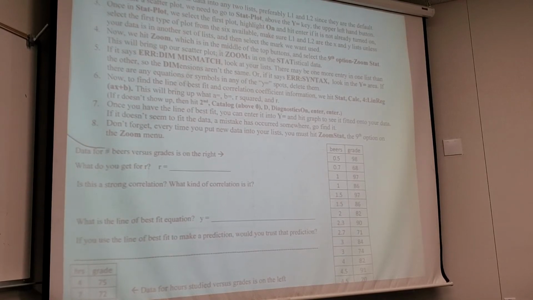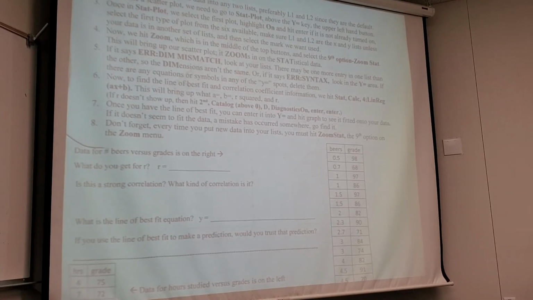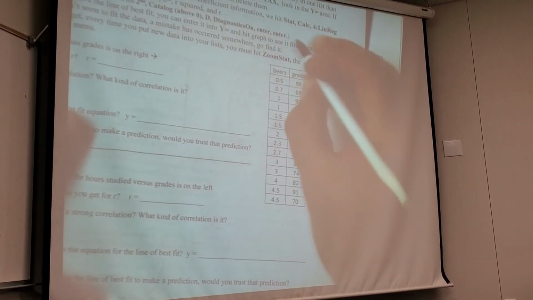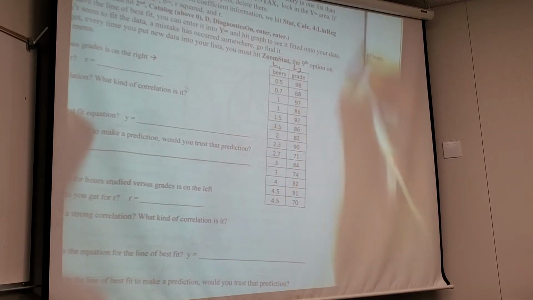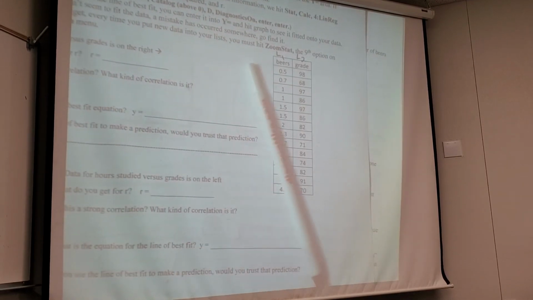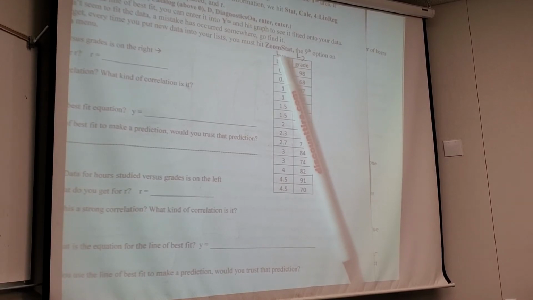So I want to go through one example of this. The first step is something you are very familiar with. Can we go ahead and do this one? Put the number of beers somebody drank in L1, and put these in L2. If you need to borrow a calculator, come up here.